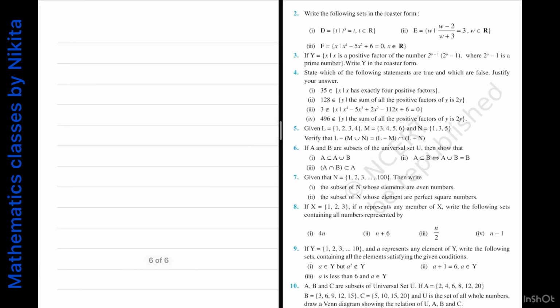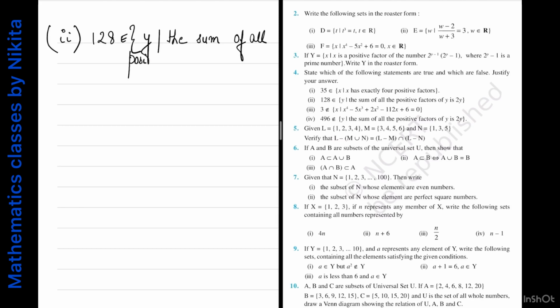Okay, so now let's see the second part. The second part says that 128 belongs to all those y such that the sum of all the positive factors of y is 2y. So what we will do, first of all, we will find all the positive factors of y. So by this method only.